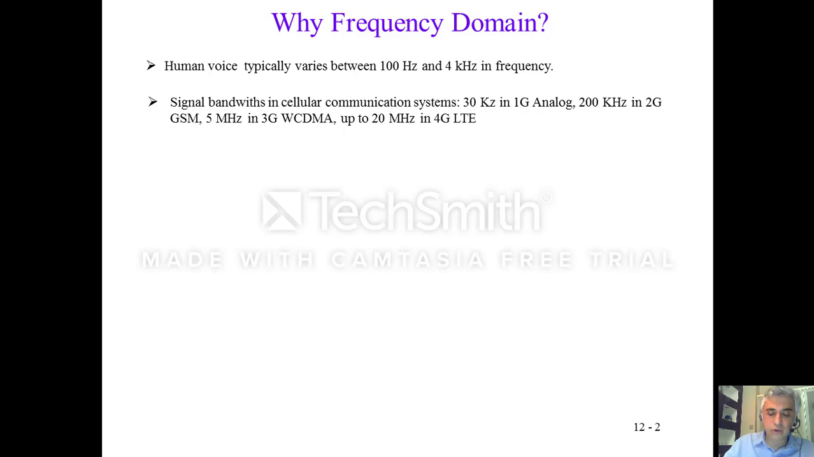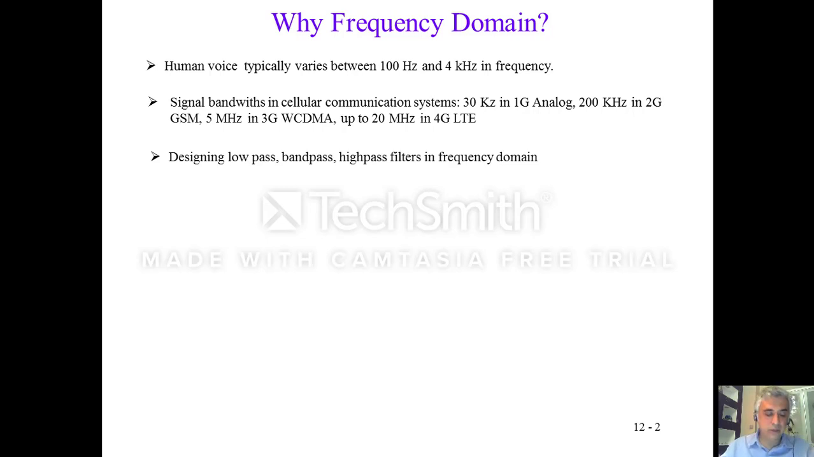When we look at the evolution of wireless systems, they are called different generation systems. In the first generation analog system, the signal bandwidth is 30 kHz, and in the second generation system, this bandwidth increases to 200 kHz, for instance in the GSM system. In the third generation wideband code division multiplexing system, the signal bandwidth is 5 MHz, and in fourth generation long-term evolution systems, signal bandwidth may go up to 20 MHz.